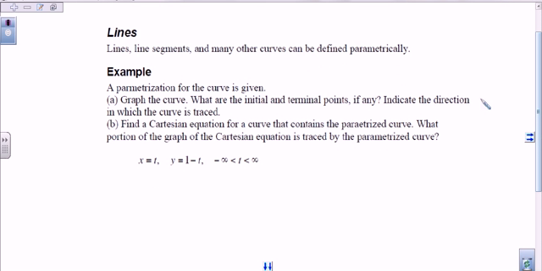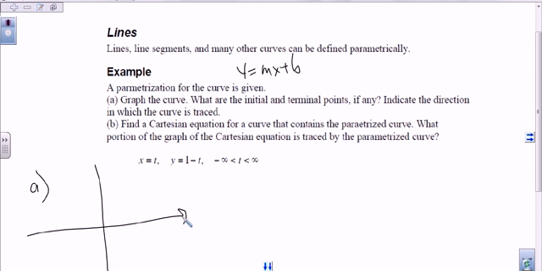And the last one, looking at lines and line segments. So this is just as simple as it gets. This is a parameterization for something like y equals mx plus b. So it's just a line. Go ahead and graph this, and then come back and see if we get the same thing or not.